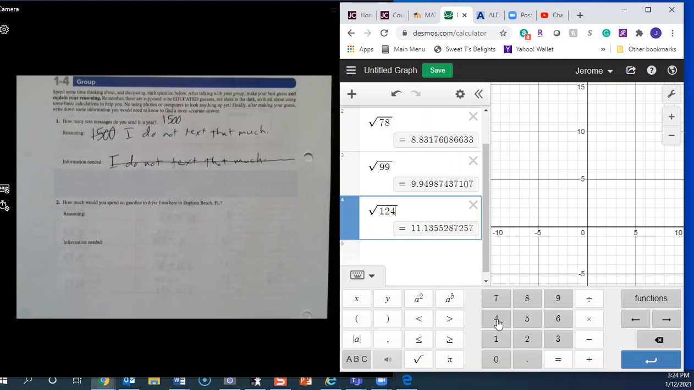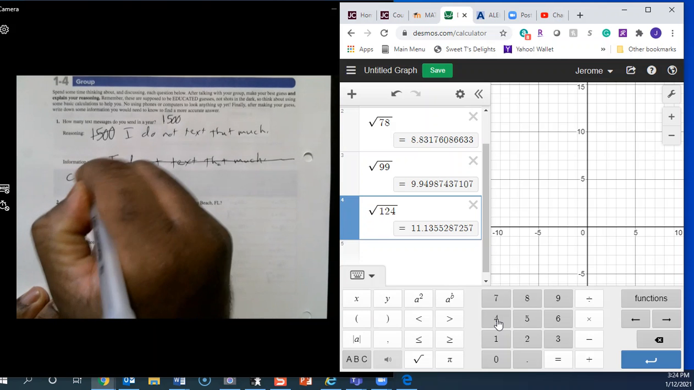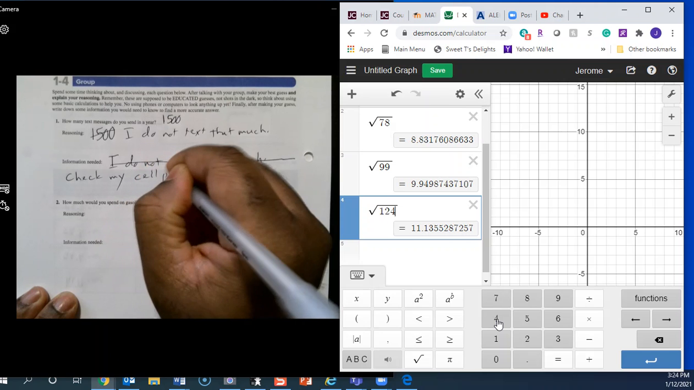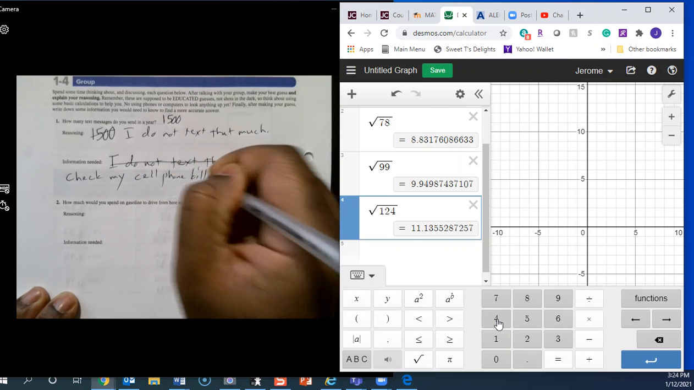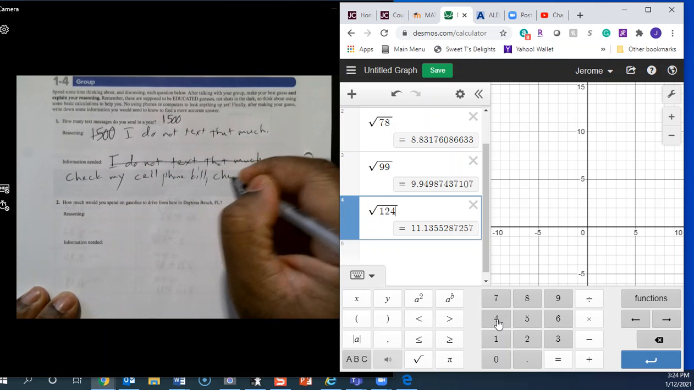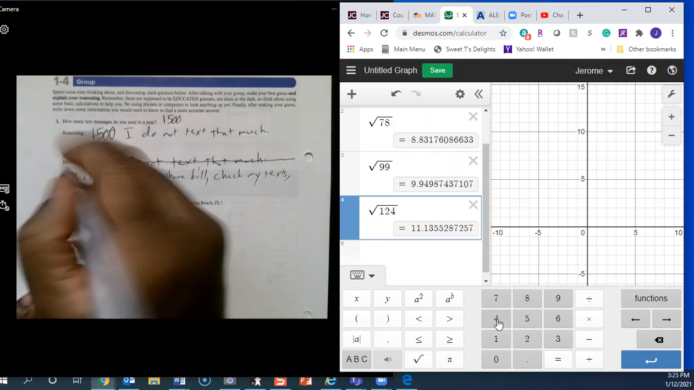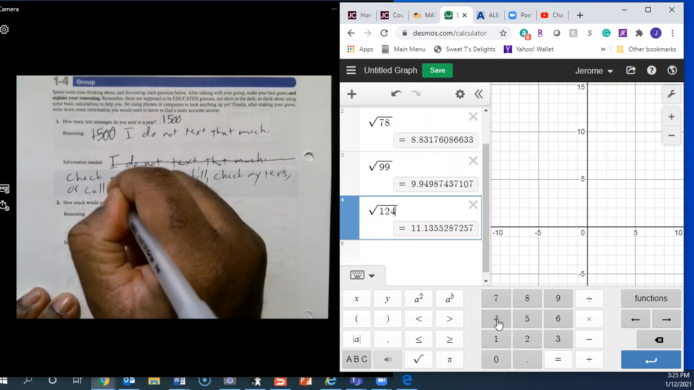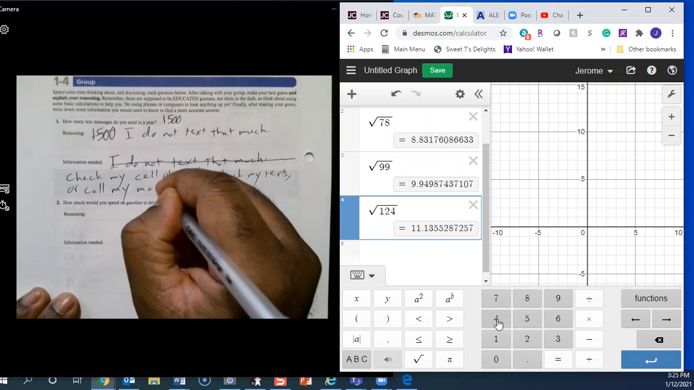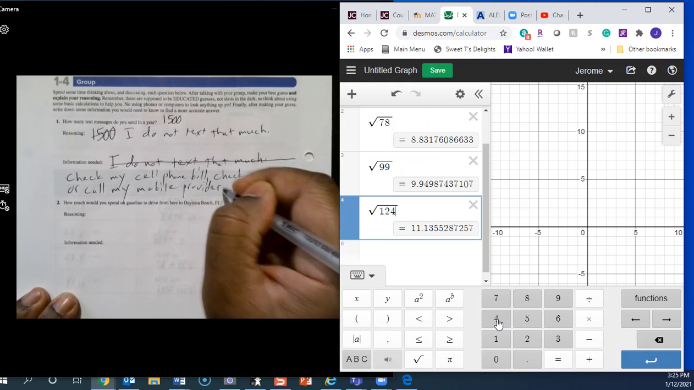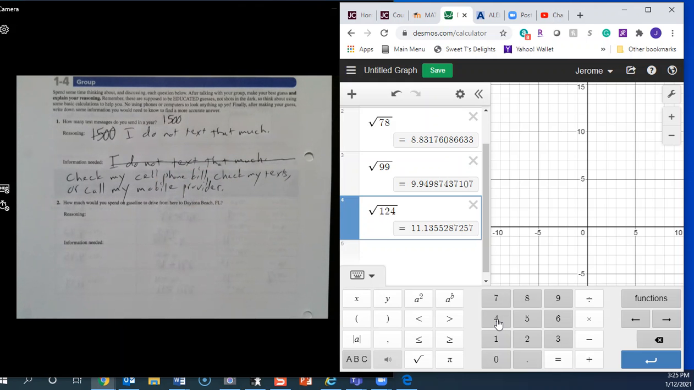Now, the information needed, I could check my cell phone bill, check my text, or call my mobile provider. Either one of those will get me the desired answer to this problem.